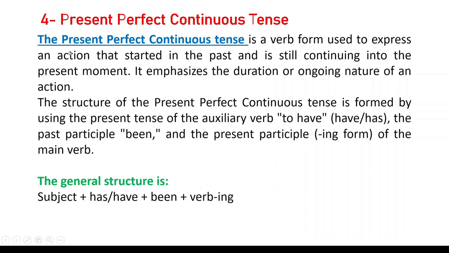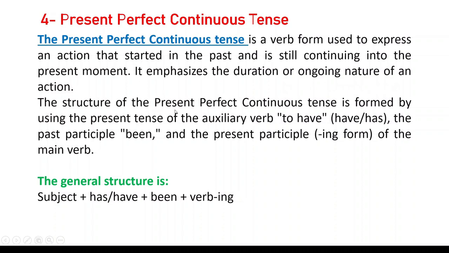For present perfect continuous tense, the present perfect continuous tense is a verb form used to express an action that started in the past and is still continuing into the present moment. It emphasizes the duration or ongoing nature of an action.